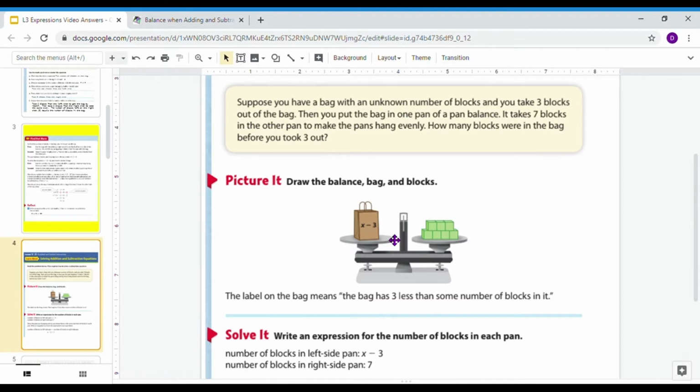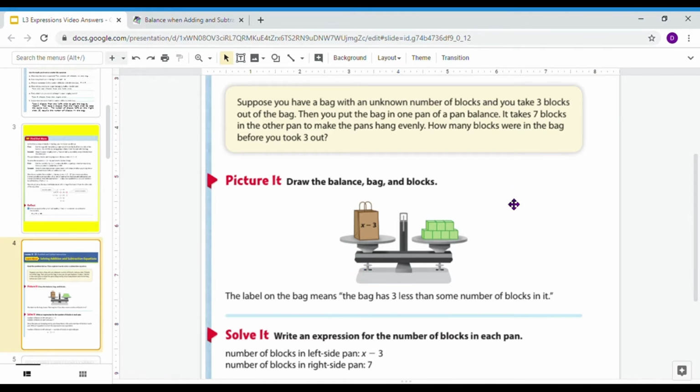And then we took 3 out. Whatever X was, which is an unknown number, we took 3 out from there. And that's what this bag shows, which is X minus 3, because from our sentence in our problem. Then we know that it takes 1, 2, 3, 4, 5, 6, 7 blocks to balance this equation. It says the label on the bag means that the bag has 3 less than some number of blocks in it, or X number of blocks.